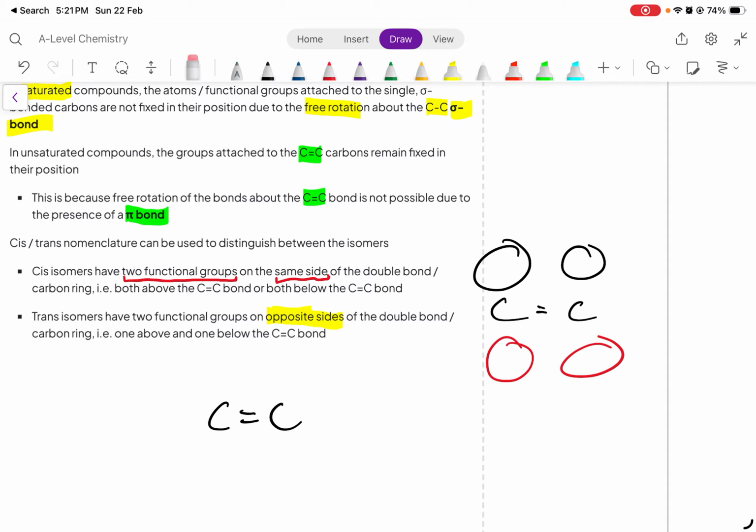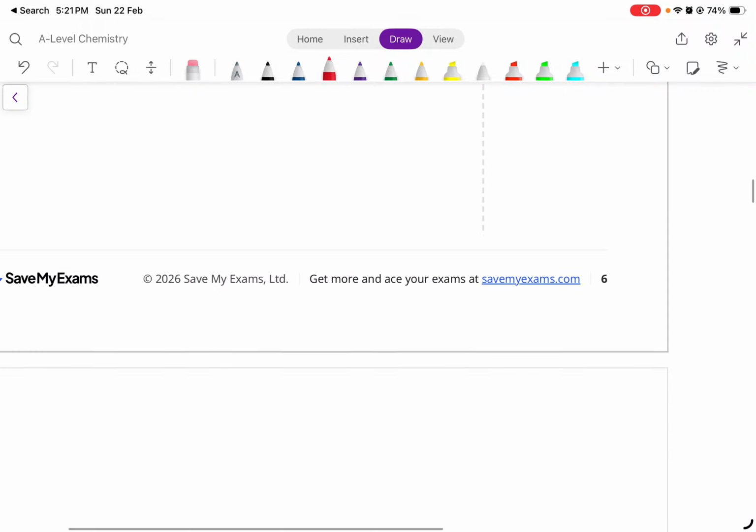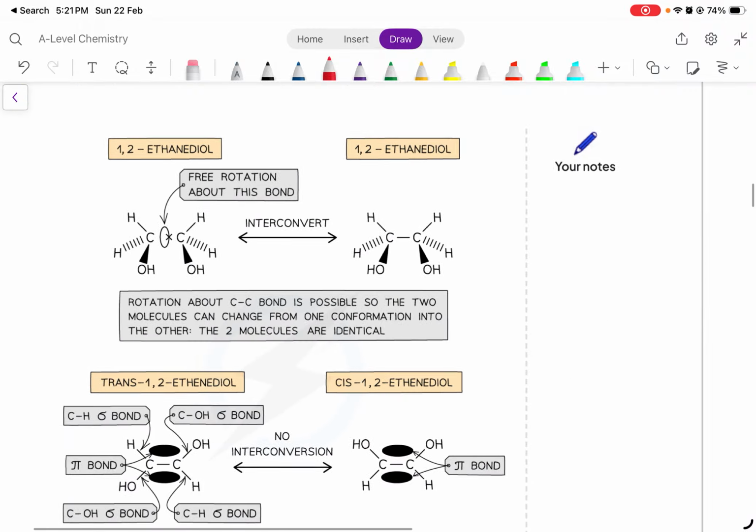Opposite side means if this is our carbon and carbon, let's see, you know what, let's change this to here. Then here is up and down, this way, okay, so this is what we call opposite. We will look at more detail after. Okay, so this is the overview of cis and trans.